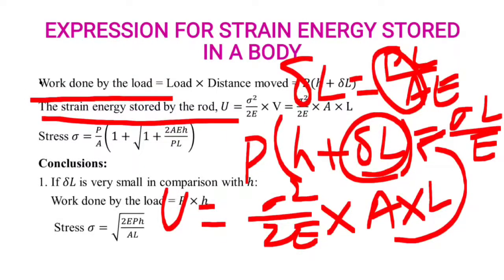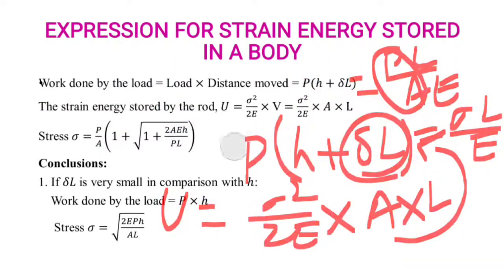We can substitute this, we get a quadratic equation, and we can solve for the stress value. We get a plus or minus, but we consider only the positive value. That is, stress sigma is equal to P by A times 1 plus under root of 1 plus 2AEH by PL. This is the formula for stress.